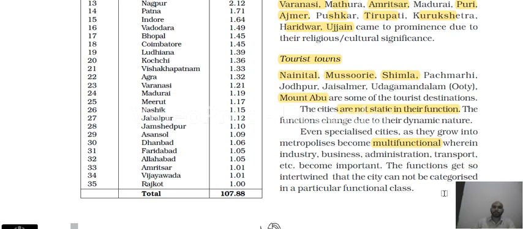But yes, there are some cities which are specifically famous for certain purposes. Like Jamshedpur is related to industrialization. Jharia is related to the mining system. Mussoorie is related to being a tourist town only. So the functions get intertwined, and a city cannot be categorized in a particular functional class. Now, as the system has evolved, cities cannot be categorized under functional classes, but we have to study this in this chapter.